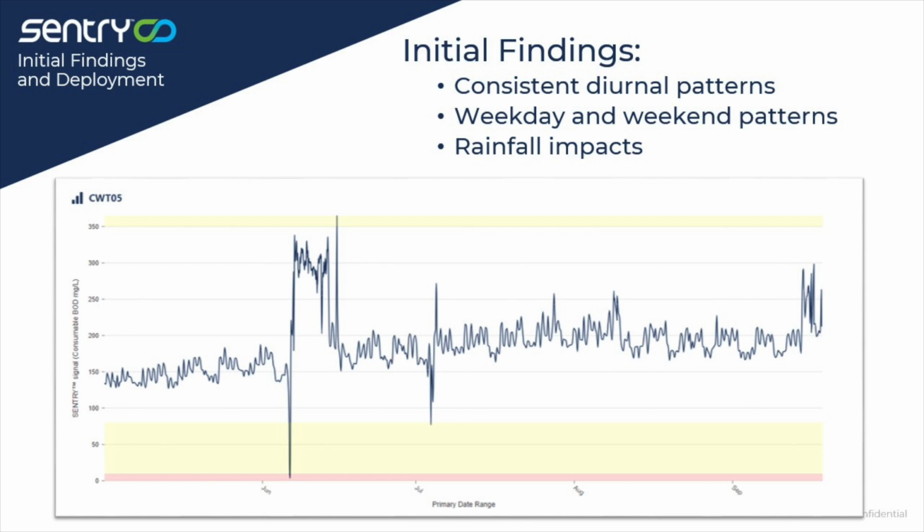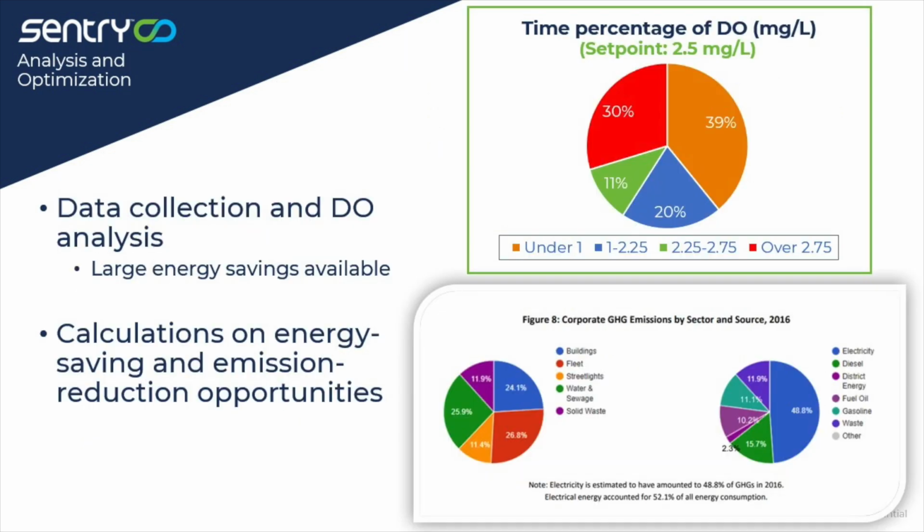So with this signal, we also collected data from the treatment plant. With this data collection, we did some DO analysis. For example, on the top right, you can see a pie chart where we see the amount of time the DO is at the set point. You can see it's significantly over-aerated or under-aerated, and this controls around the set point of 2.5 mg per liter. So this puts a large energy saving prospect or availability.